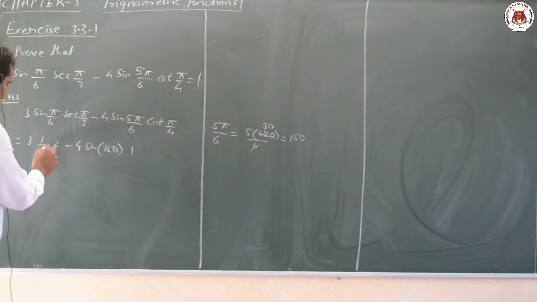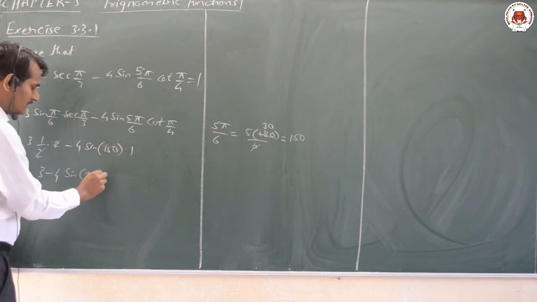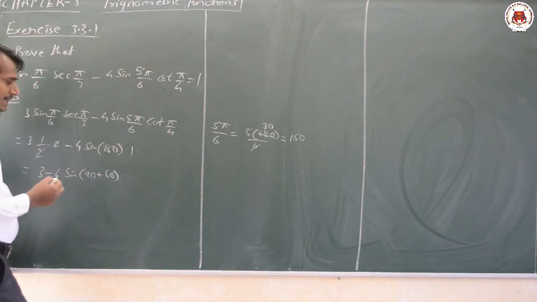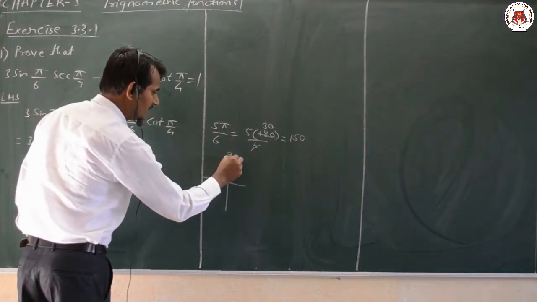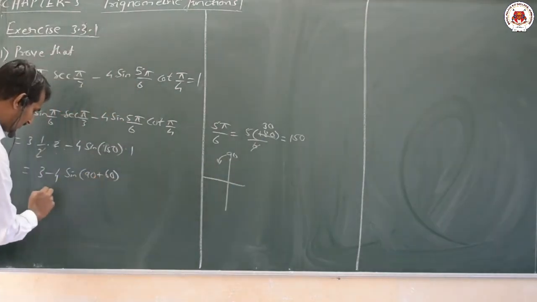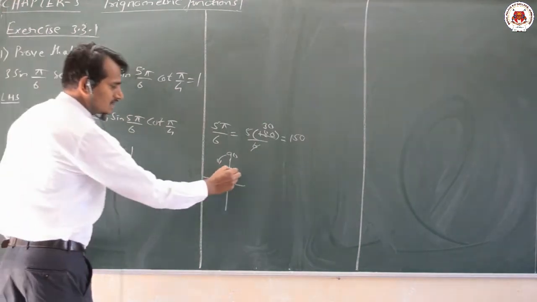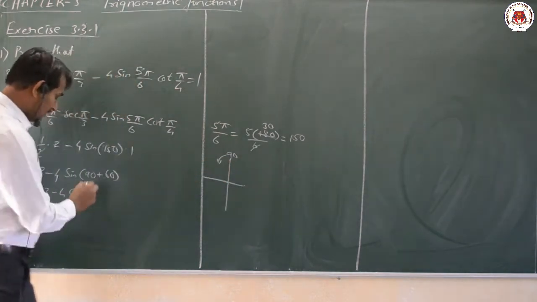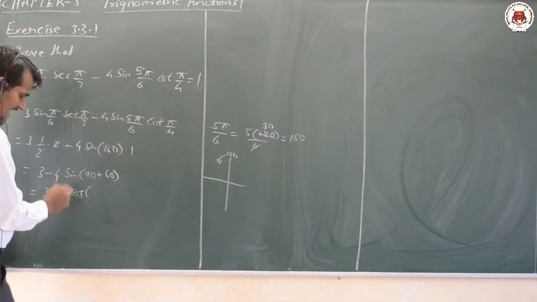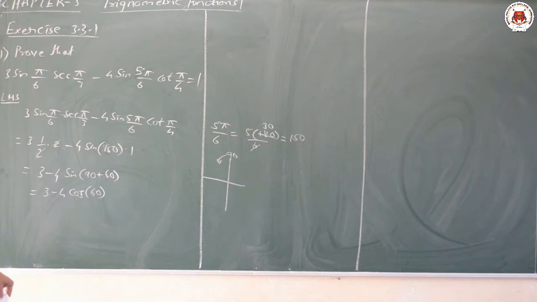The value will be 1 here. Now this 2 gets eliminated, 3 minus 4. Now how do we find the value of sine 150? Can I write it as sine of 90 plus 60? Which quadrant does it come in? 90 plus 60 means it comes in the second quadrant. Here at 90 and 270 the function changes, so sine changes to cos, and in the second quadrant sine and cosecant are positive. So sine becomes cos and it is positive, therefore the value we get is cos of 60 degrees.